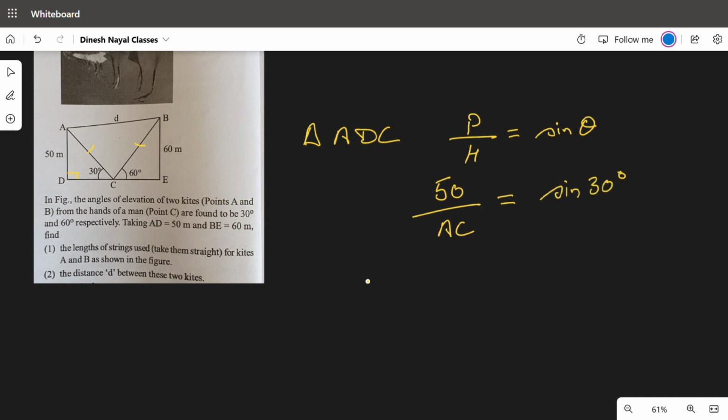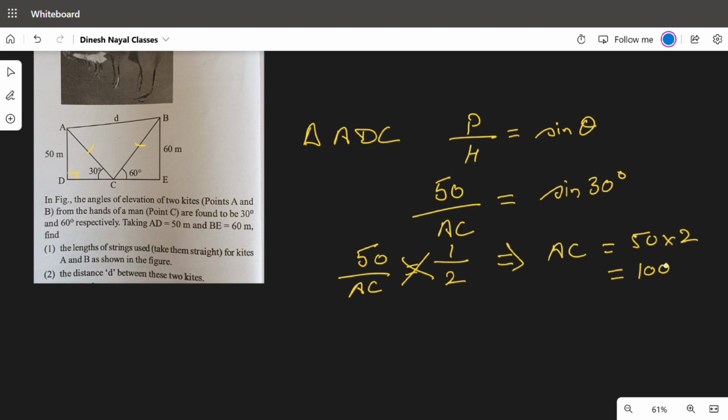Now solving this, 50 upon AC. Now what is sine 30 degree? We know that sine 30 degree is 1 by 2. Now cross multiplying, AC times 1 will be AC, and this is 50 times 2, which is 100 meter. So the length of this AC, or one of the strings, is 100 meter.